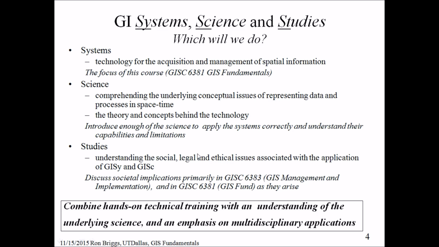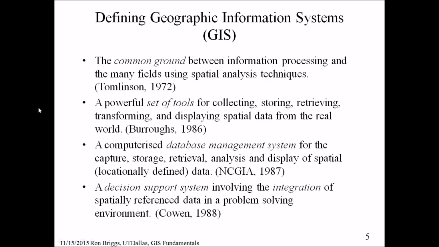Then the studies, understanding the social, legal, ethical issues, these are just a few. There are many issues associated with the application of either geographical information system or geographical information science. Okay, this is what we are talking about.